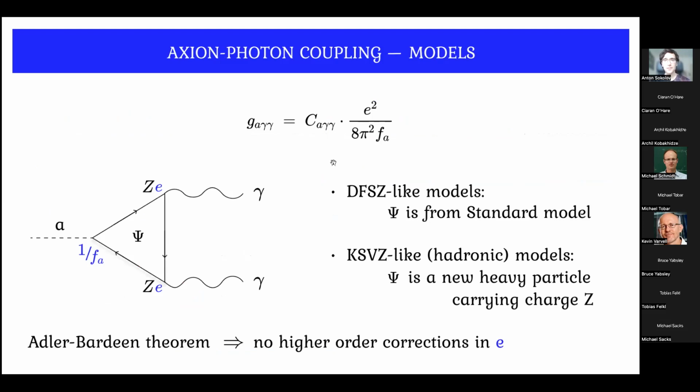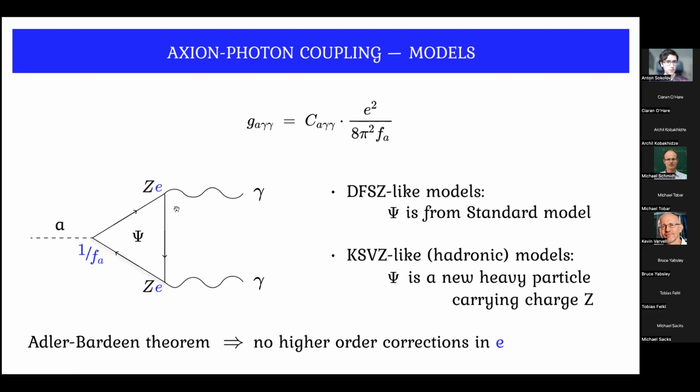So now let me discuss some UV complete models of this, which can yield new axion-photon couplings. First, let me review how this coupling arises in conventional models like KSVZ and DFSZ-like models. It always arises from the interaction of the axion with some heavy fermions psi, which are charged under the electromagnetic interaction.